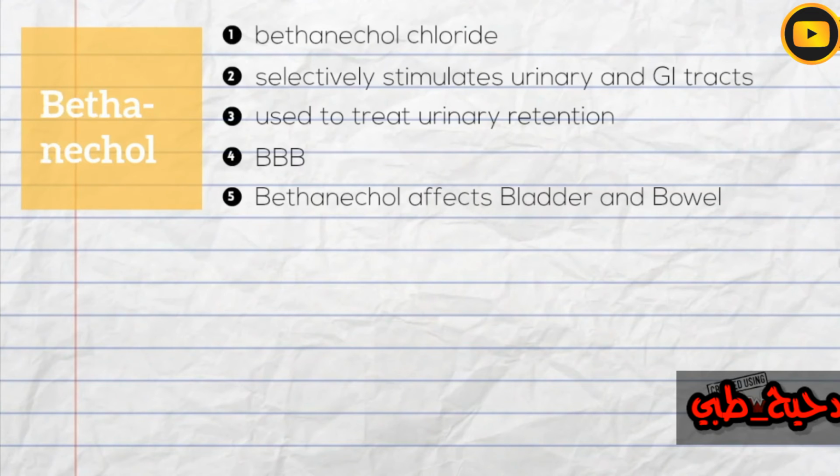Lastly, bethanechol or bethanechol chloride. They selectively stimulate the urinary and gastrointestinal tract. They are used to treat urinary retention. An easier method to remember is BBB. Bethanechol affects bladder and bowel.